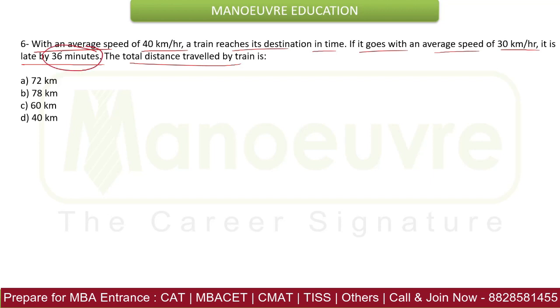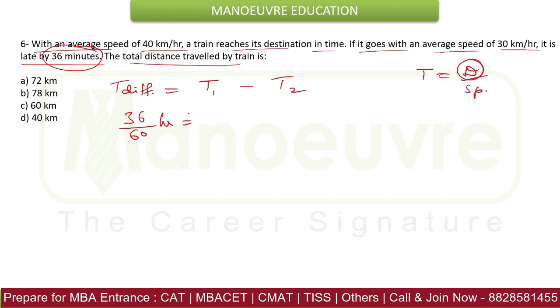See, the difference of time is 36 minutes. So the time difference is the difference between the times at two different speeds. So let's say it's T1 minus T2. So this will be 36 by 60 in terms of hours, and time is distance upon speed. Let's say distance is d, so T1 will be d upon 30 minus d upon 40. Then we can take 10 common from here, then this will get cancelled out.